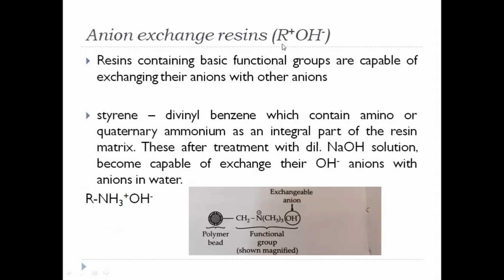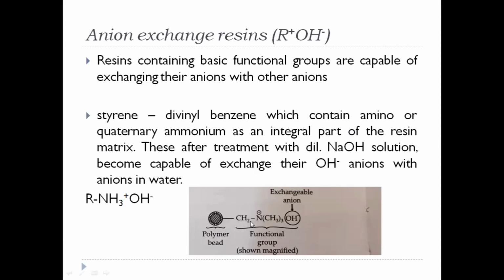Next, another type of resin is anion exchange resin, and it is generally represented by R plus OH minus. That is, resins containing basic functional groups are capable of exchanging their OH minus ions with the other anions present in hard water, and that type of resins are known as anion exchange resin. Example, styrene divinyl benzene, which contains an amino quaternary ammonium compound, followed by dilute NaOH, is capable of exchanging its OH minus ion with the anions.